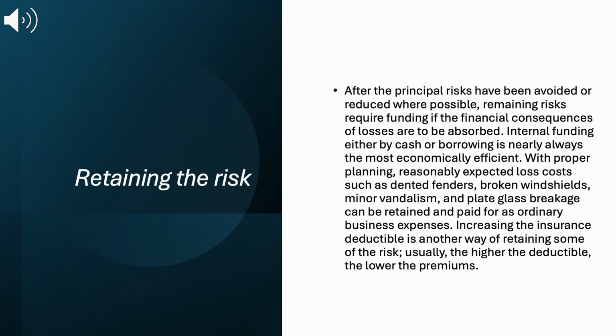After the principal risks have been avoided or reduced where possible, remaining risks require funding if the financial consequences of losses are to be absorbed. Internal funding either by cash or borrowing is nearly always the most economically efficient. With proper planning, reasonably expected loss costs such as dented fenders, broken windshields, minor vandalism, and plate glass breakage can be retained and paid for as ordinary business expenses. Increasing the insurance deductible is another way of retaining some of the risk. Usually the higher the deductible, the lower the premiums.